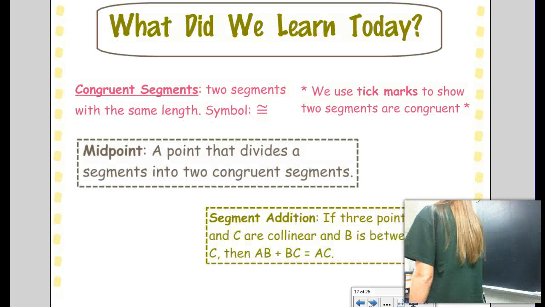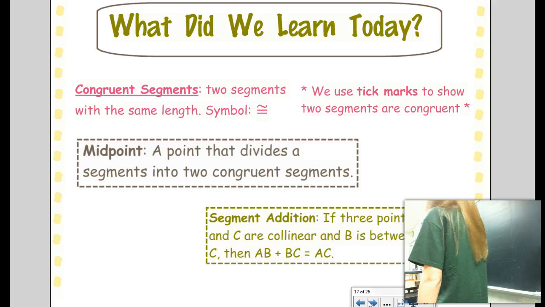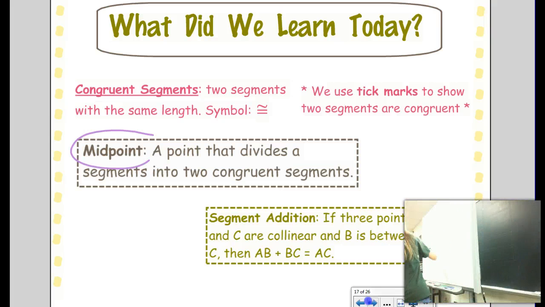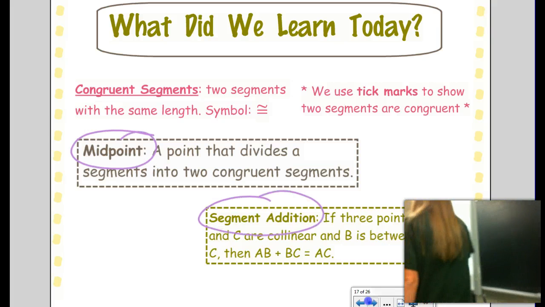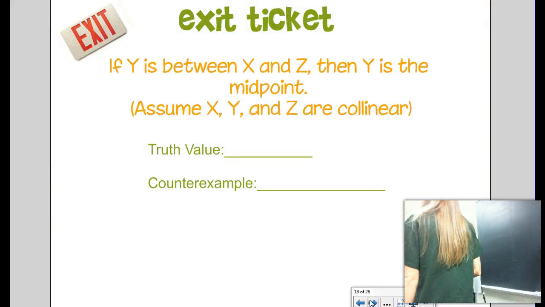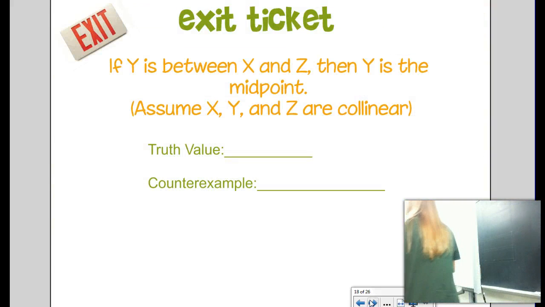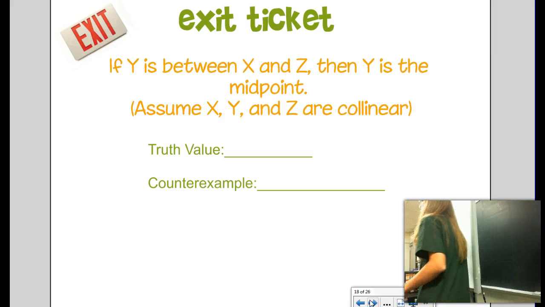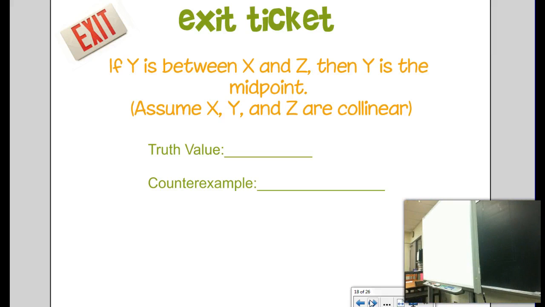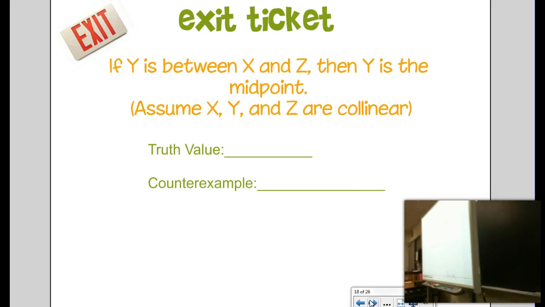Okay. We got to the end. What did we learn today? We learned midpoint and we learned part plus part equals whole. Here's your exit ticket. So go back to your warm-ups where it says exit ticket. This class is almost over because we're on SOAR schedule. The bell will ring soon.